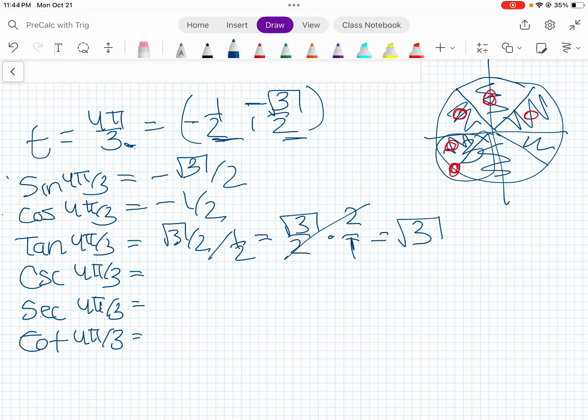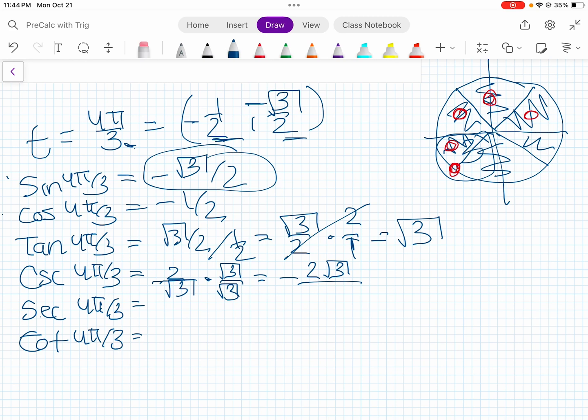Cosecant of 4 pi over 3. Remember, cosecant is just the flipped version of sine, so that's going to be 2 divided by radical 3. Don't forget about the negative. We do need to rationalize this. So let's go ahead and rationalize. So this is going to be negative 2 radical 3 divided by 3, that cancels, and that's my answer.